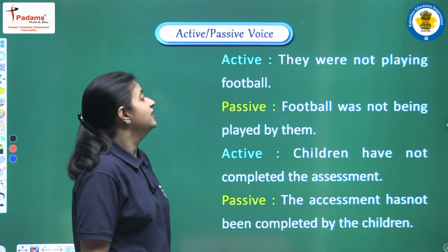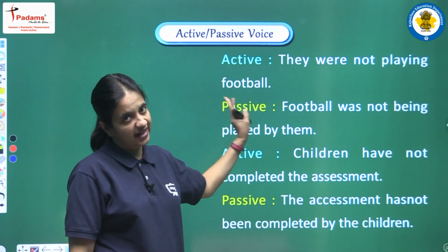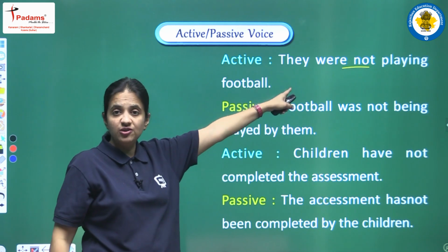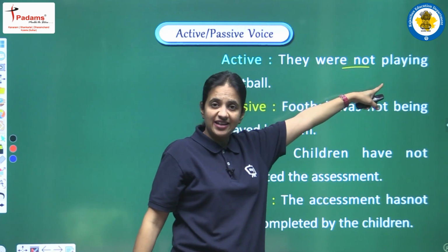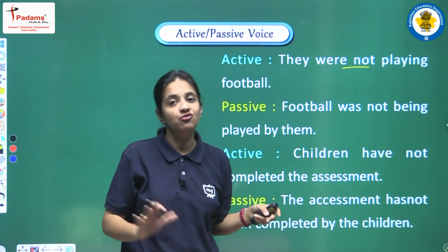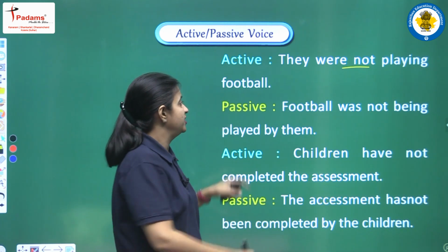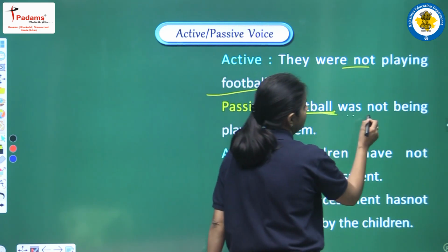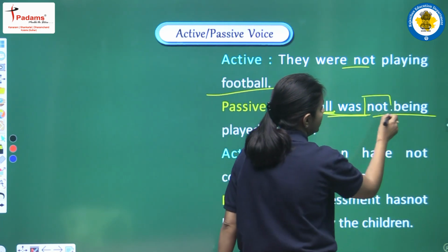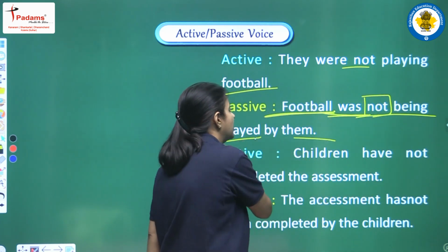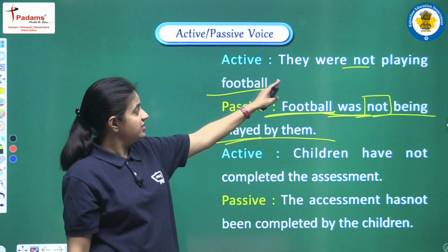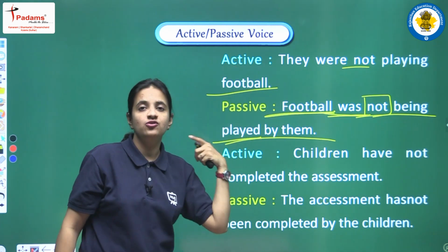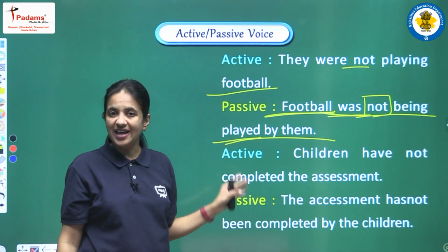Some more examples. They were not playing football. Again, it's a negative sentence. We are having not, and this is past continuous tense, were plus first form plus ing, and we have to add being, was being or were being. Our object is football because football is a singular one. So we are writing was being, okay, and not it will be there in between was and being. So our active voice is they were not playing football. Passive voice will be football was not being played by them.